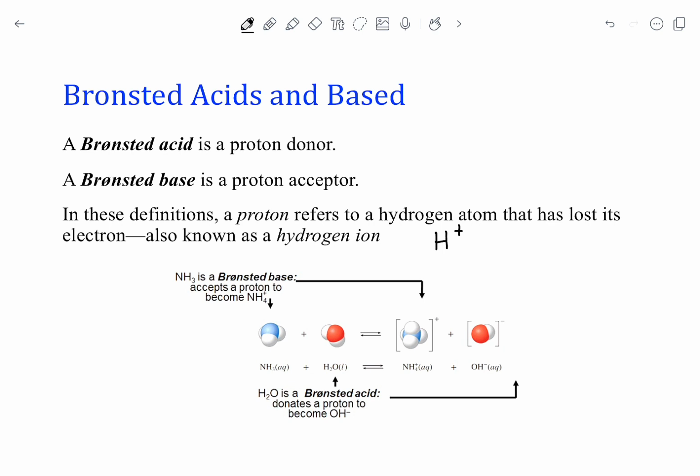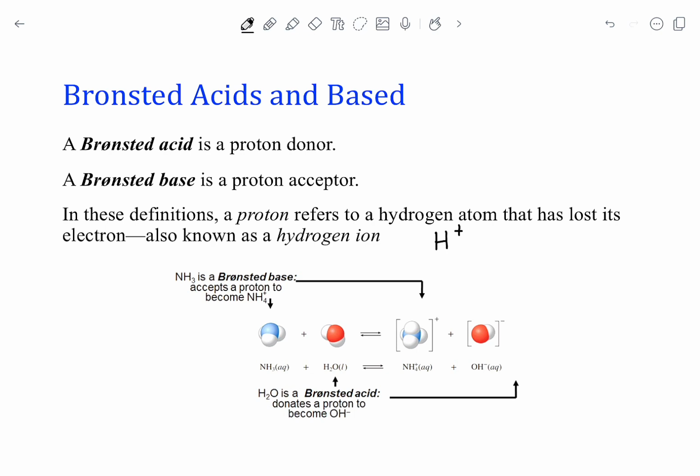Hydrogen only has 1 proton and 1 electron, so if we form an ion of hydrogen, it has lost all of its electrons. It's lost its only 1 electron. So all that ion is made up of is a proton. So that's why we say we can donate and accept a proton through the Bronsted definitions of acids and bases.